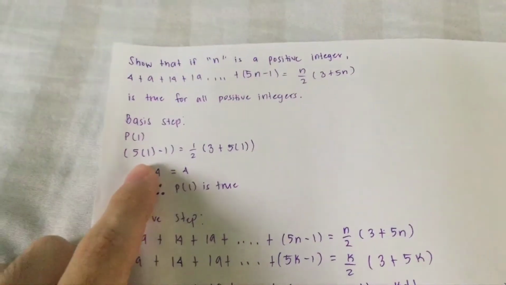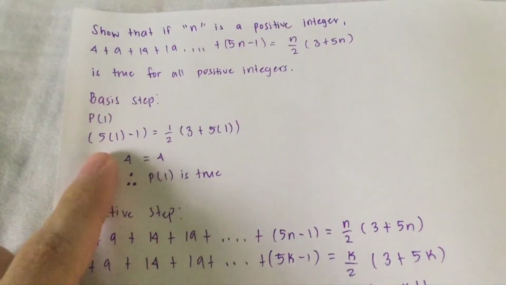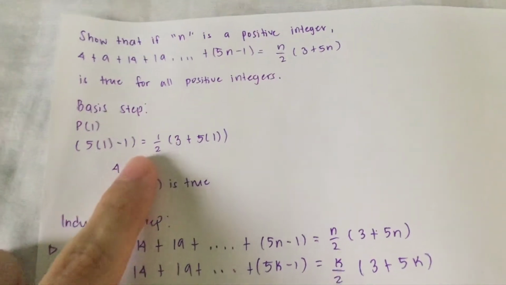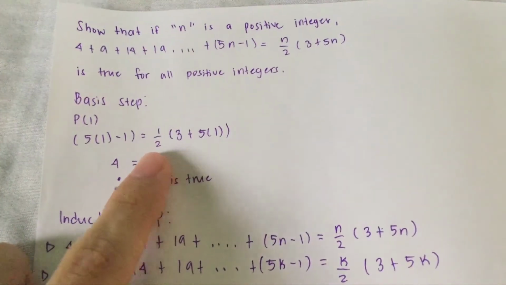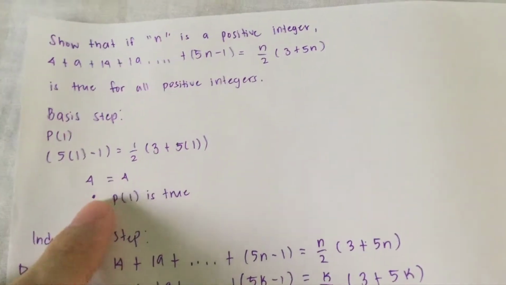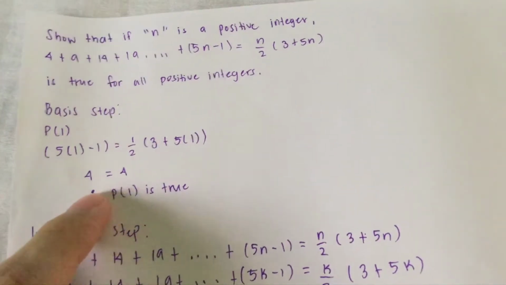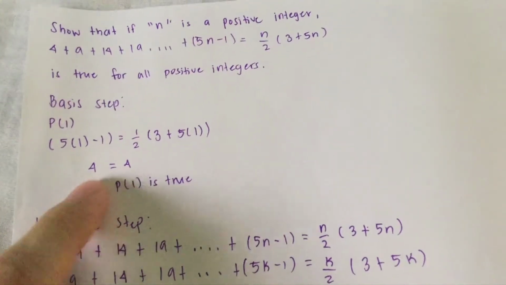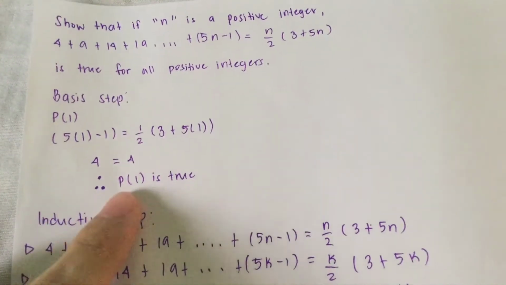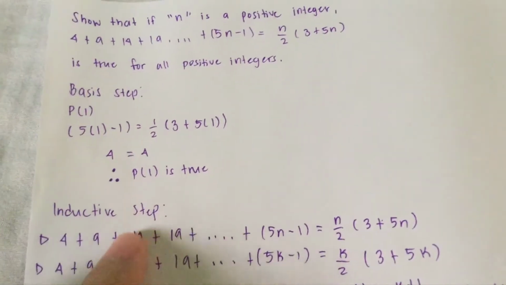And so, after given P of 1, 5 times 1 minus 1 is also equal to 1 half times 3 plus 5 times 1. Both left and right sides will yield 4, a value of 4. Therefore, given P of 1 is true.